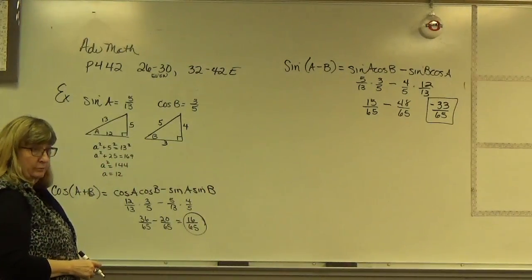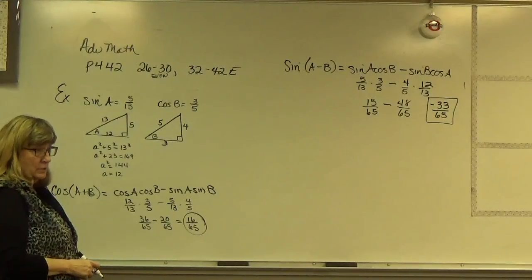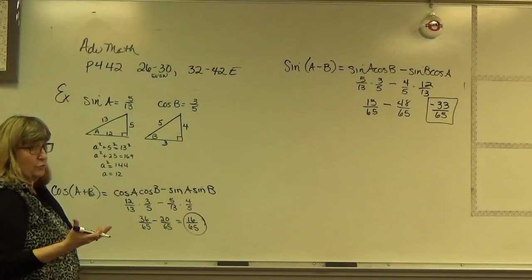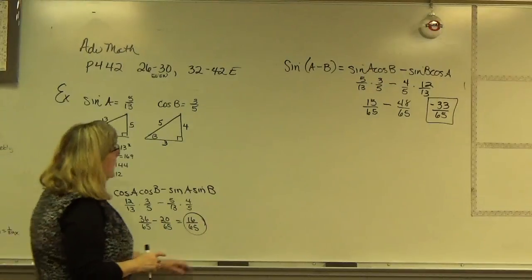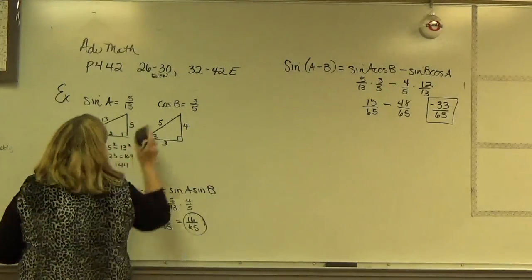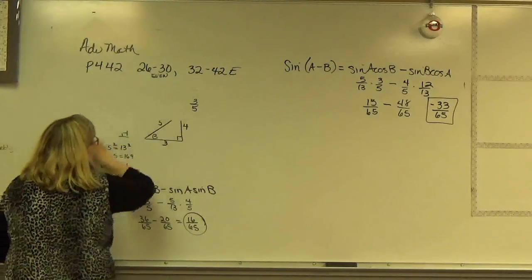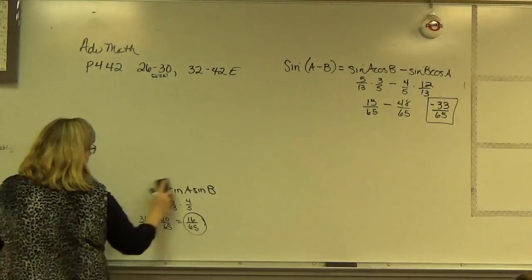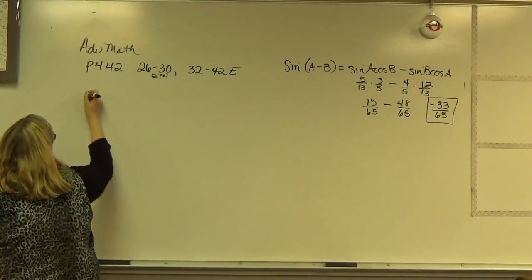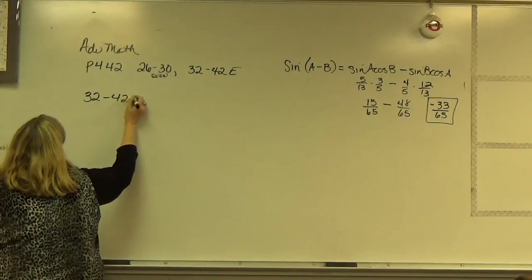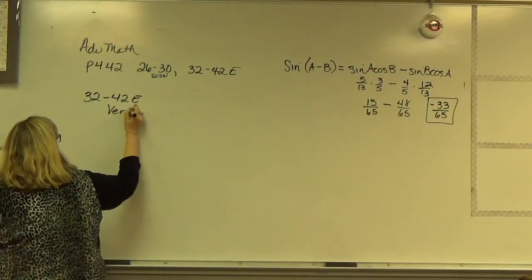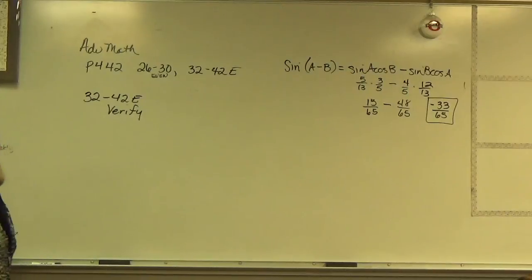Okay, another example? No. You guys understand, set up the triangle and then use the formula. Okay, that's that first group. 32 through 42 is doing the same thing you've been doing, what is that? Verify. And what does it mean when you verify? Make one side look just like the other. You pick one side, you can't work with both sides. You just pick one side and you have to make it look like the other side, right?